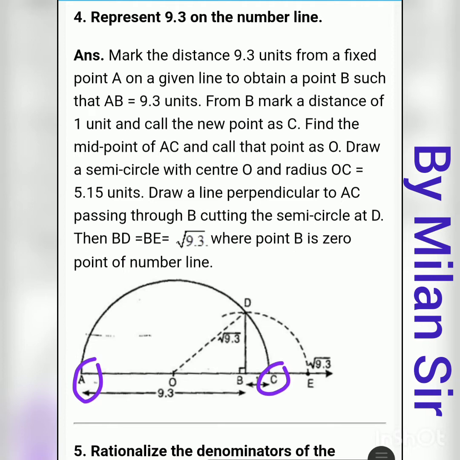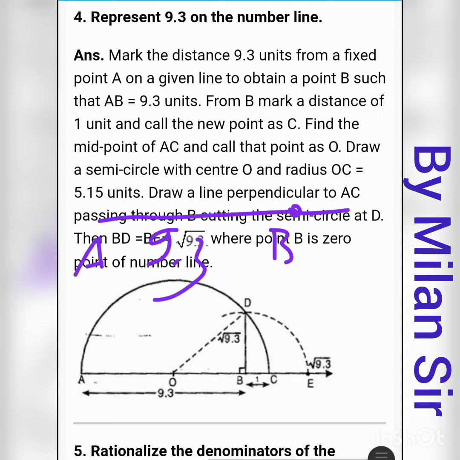Find out the midpoint of AC. How can you find the midpoint? Again I repeat this thing. First of all 9.3, this is your AB. Now we need to extend it to C by 1 centimeter. Now we need to find the midpoint of A and C, right?